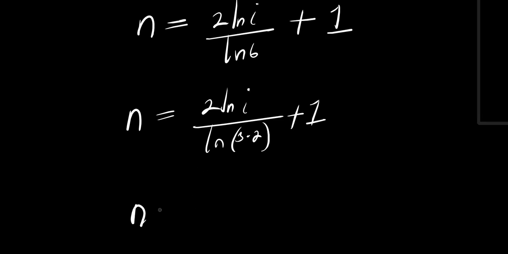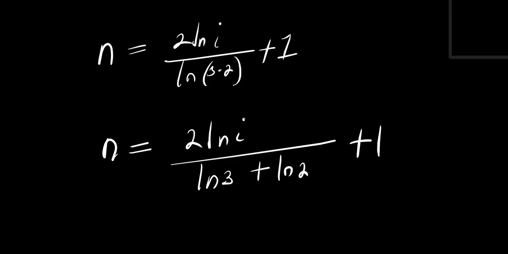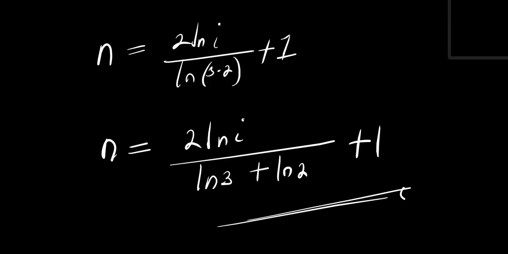So n equals 2 times natural log I divided by natural log 3 plus natural log 2 plus 1. So this becomes our answer based on this. So we have 2 times natural log I, and in the other one we have I times pi.